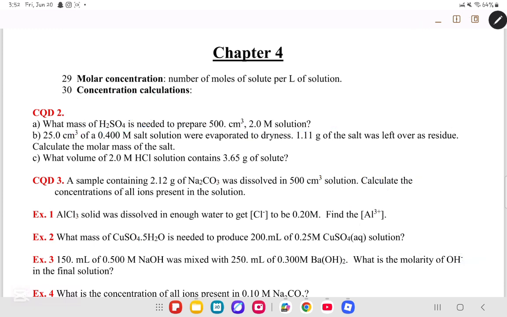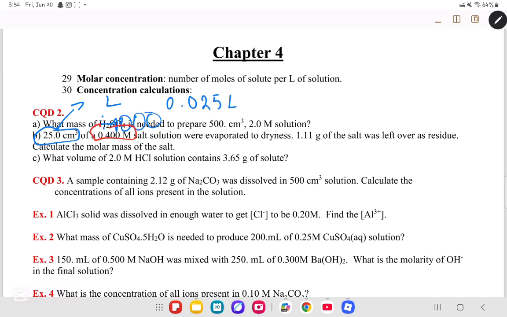We will move on to part B. In part B, they said 25 centimeter cubed. Remember, whenever you see it in centimeter cubed or milliliters, you will need to change it into liters or decimeter cubed. So how do you change it into liters? Very simply by dividing by 1,000. So this is going to be 25 divided by 1,000, which is 0.025 liters.